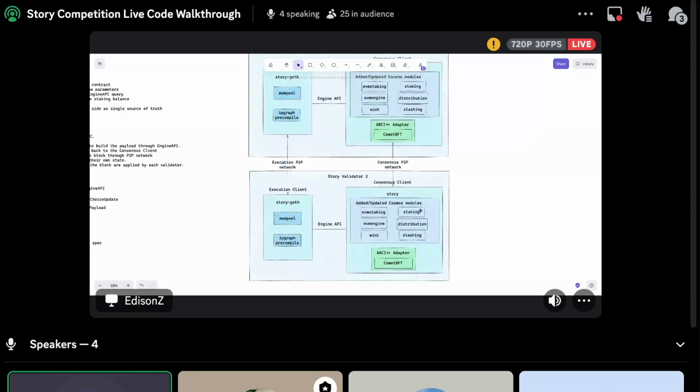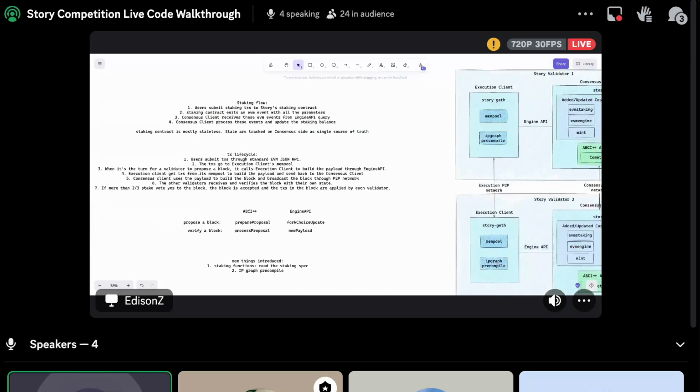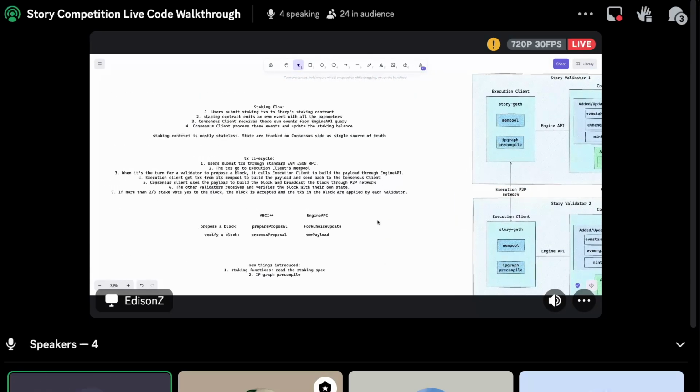Okay, and then coming here for the different flows. All user interaction goes through the execution client. So the execution layer is fully EVM compatible.